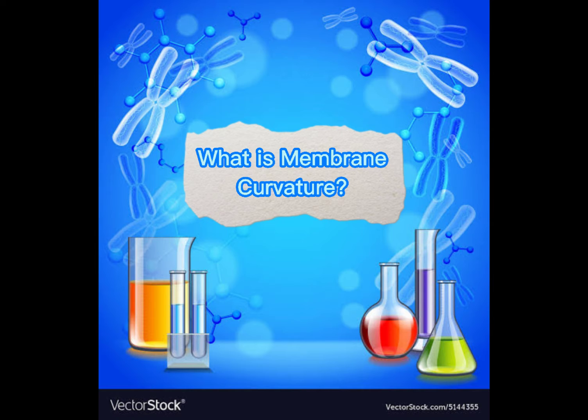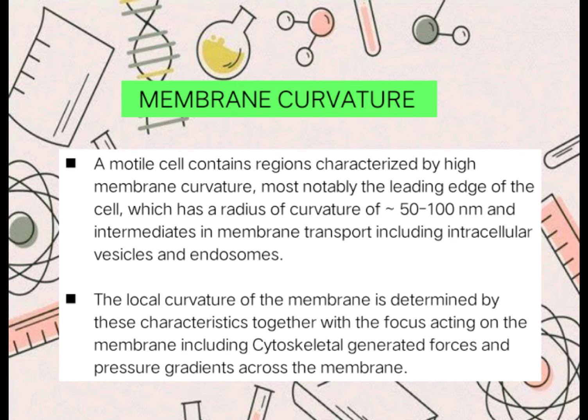lipids, and the cytoskeleton. A motile cell contains regions characterized by high membrane curvature, most notably the leading edge of the cell, which has a radius of curvature of 50 to 100 nanometers, and intermediates in membrane transport including intracellular vesicles and endosomes. The motility process involves continuous reorganization of the morphology and curvature of these membrane domains.